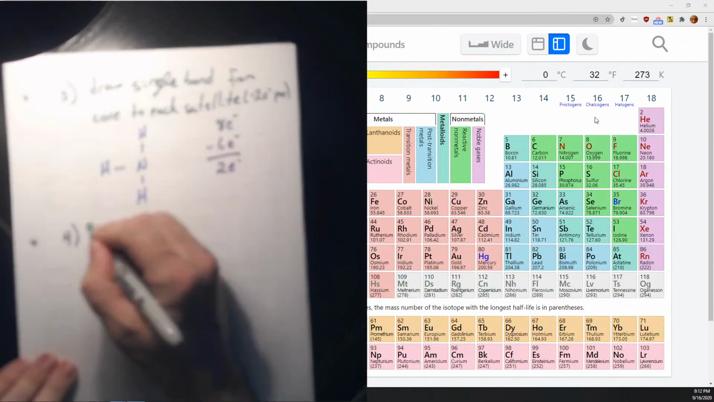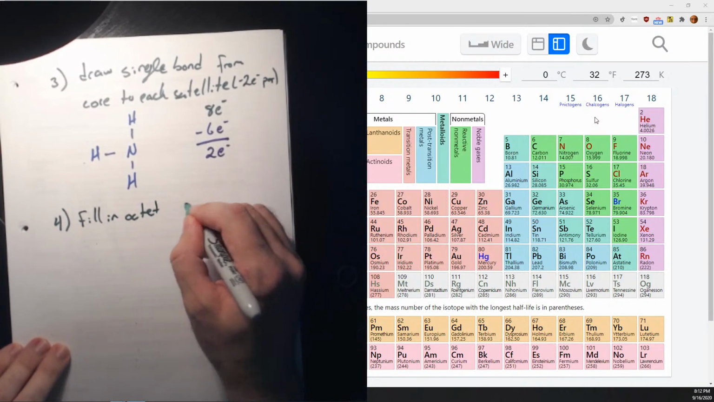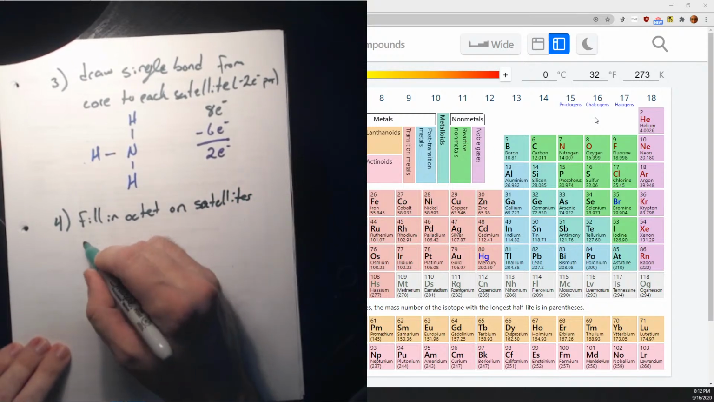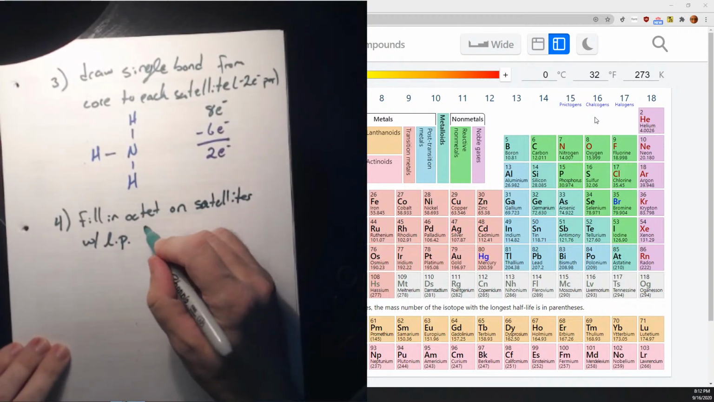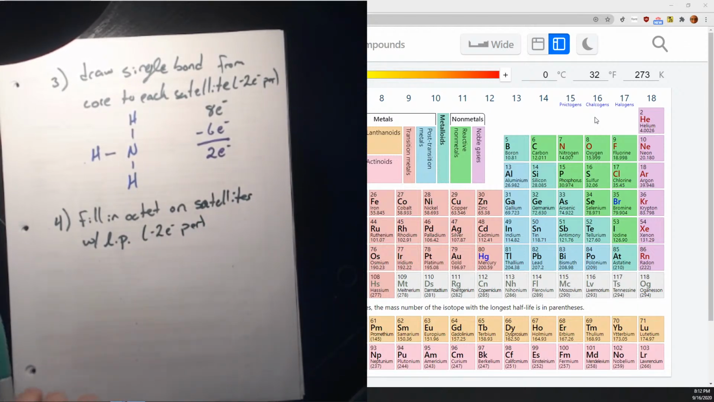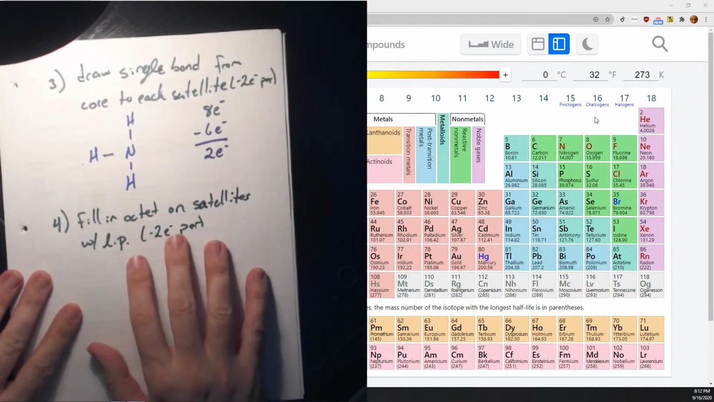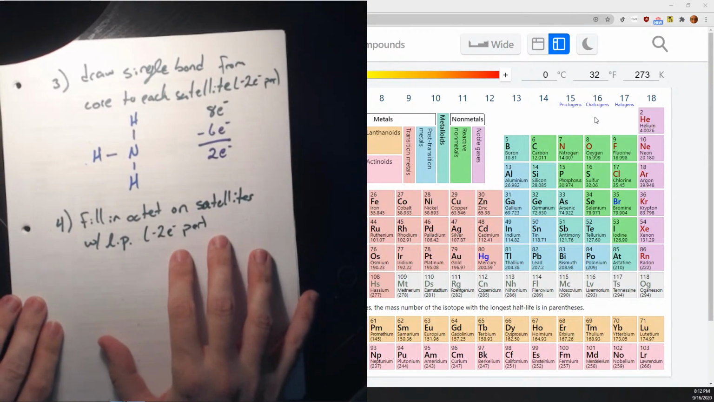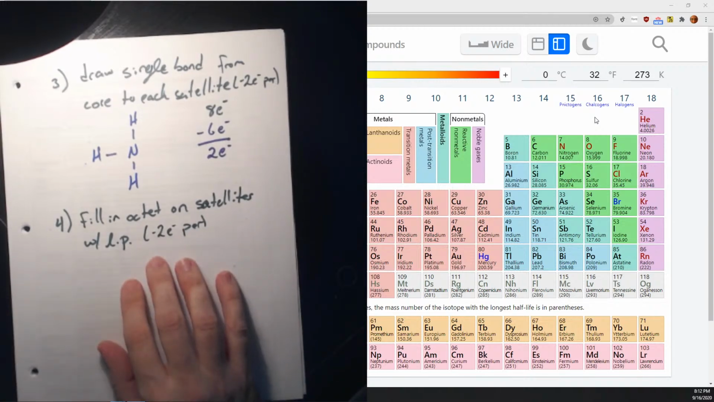Step 4, fill in the octet on each satellite by adding lone pairs. And again, lone pairs use up 2 electrons. Now, a lone pair is a pair of electrons that just sits on the atom, in the atomic orbitals of that atom, and it satisfies the octet. It is not engaged in bonding, not really. So they're also called non-bonding pairs or non-bonding electrons.